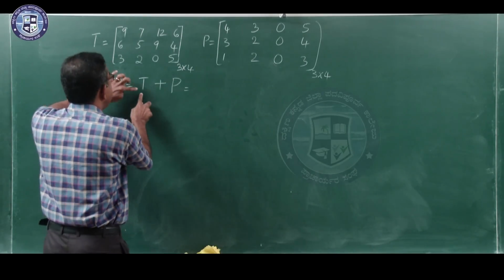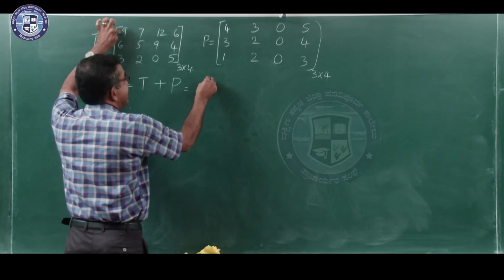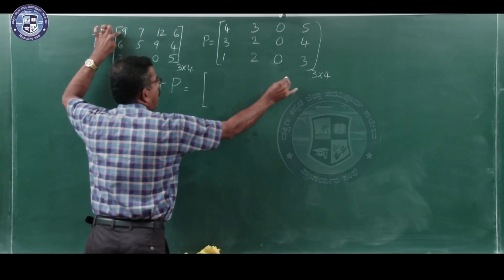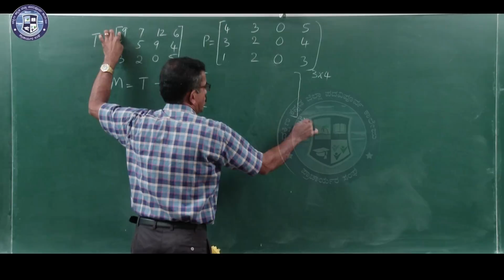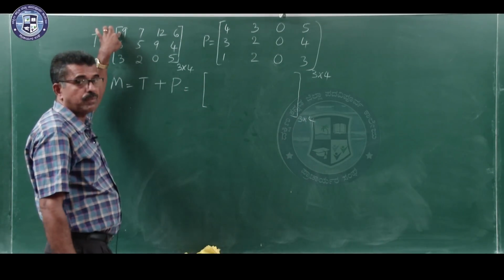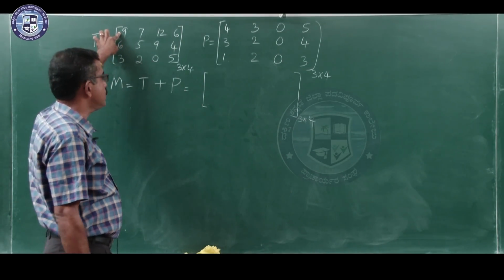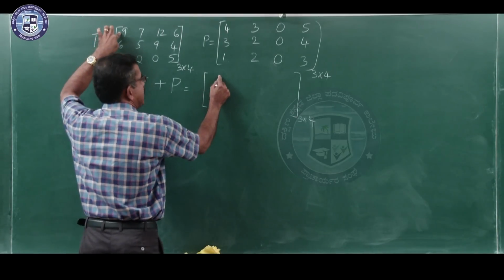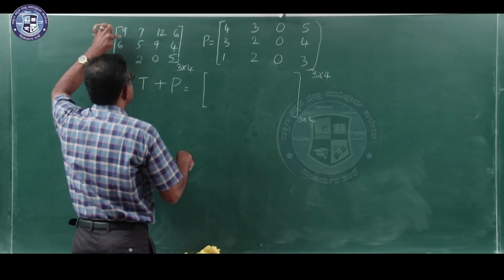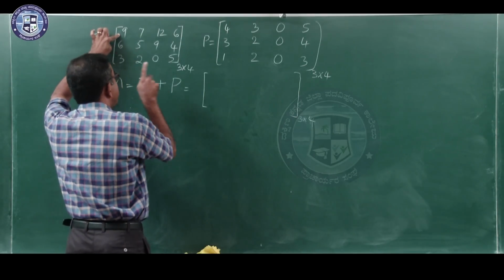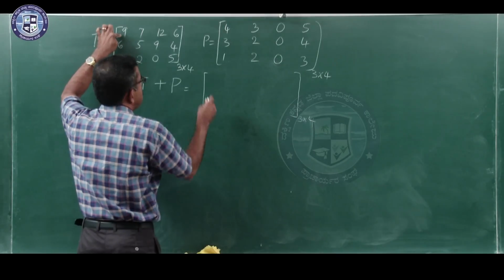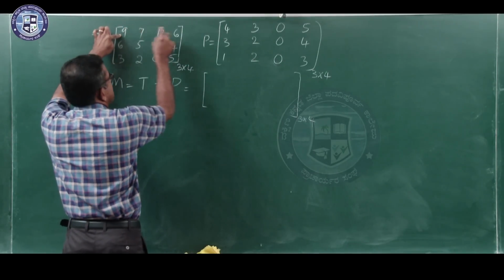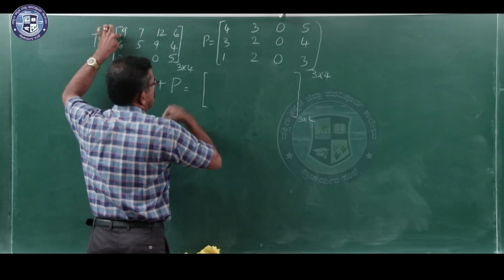Now what does T plus P mean? The resultant matrix you observe will also be a matrix of the same order, 3 cross 4. In order to obtain the first element, what is the first element? First element is the total marks of the first student in physics. That means theory marks must be added with the corresponding practical marks.